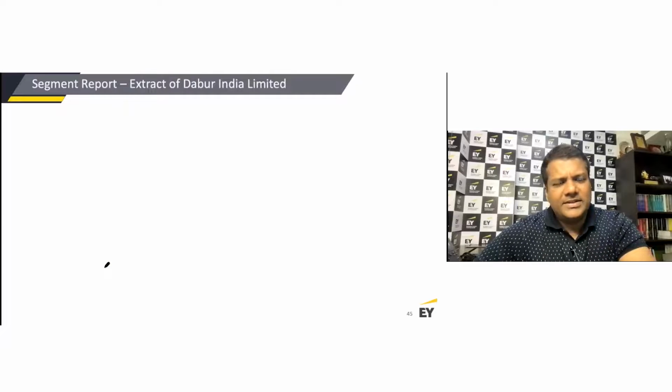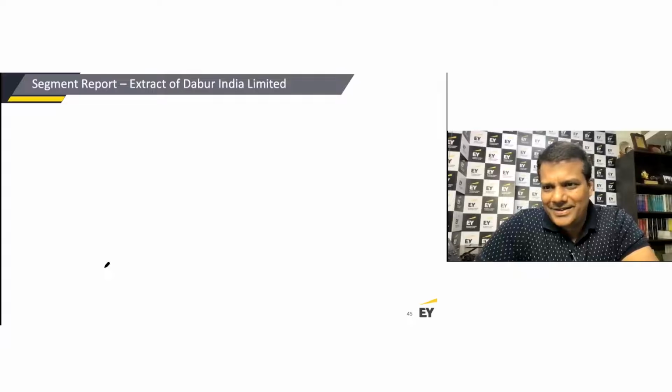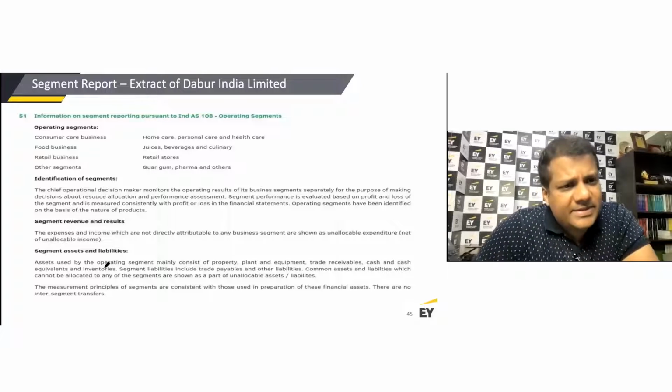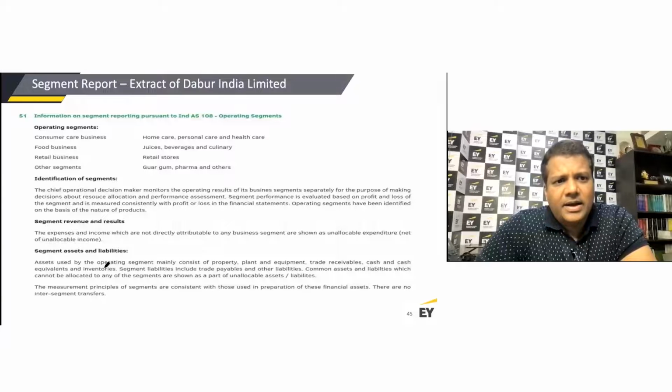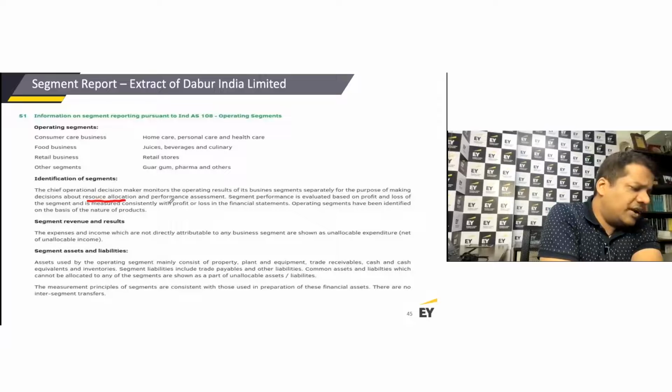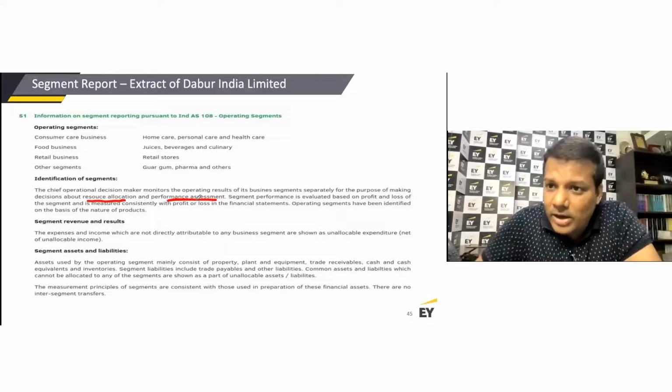Extracts from the financial statements of Dabur India Limited. This is just for your reference here. They have defined their segments as consumer care business, food business, retail business, and other segments, which are like gum, pharma, and others. Then they have said how they went about identification of segments: the CODM monitors the operating results of the business segments periodically for the purpose of making decisions about resource allocation and performance assessment. So that's the statement you have to make.